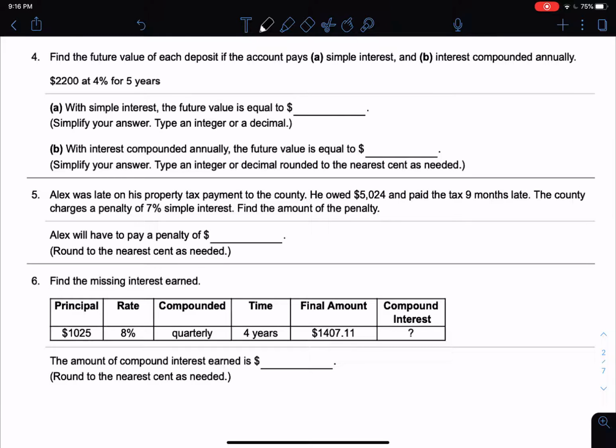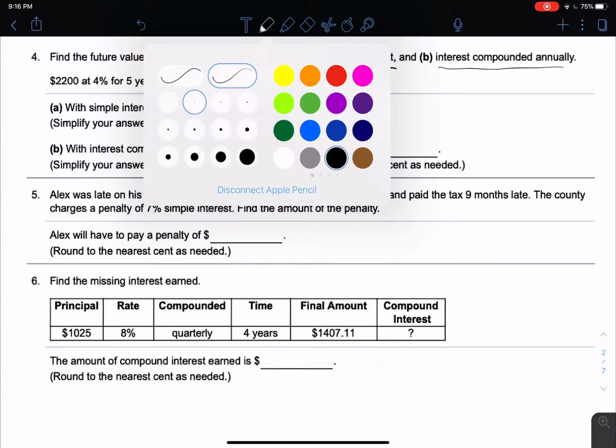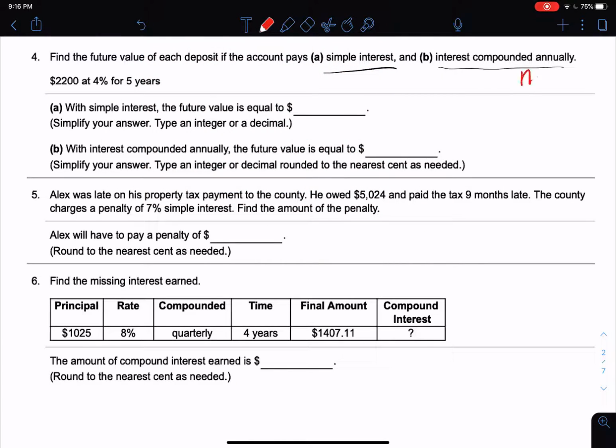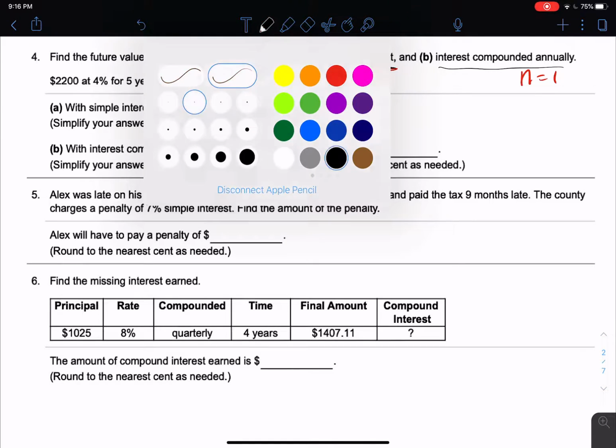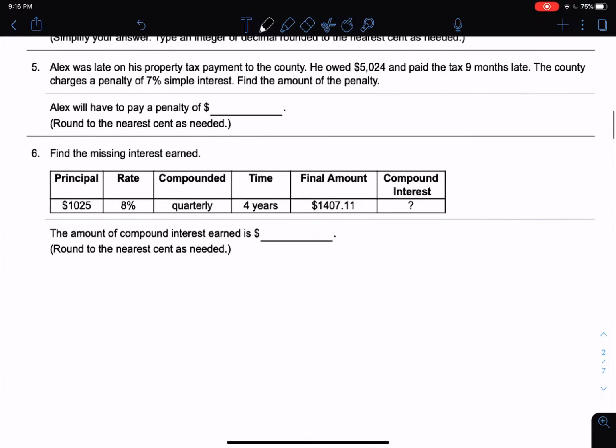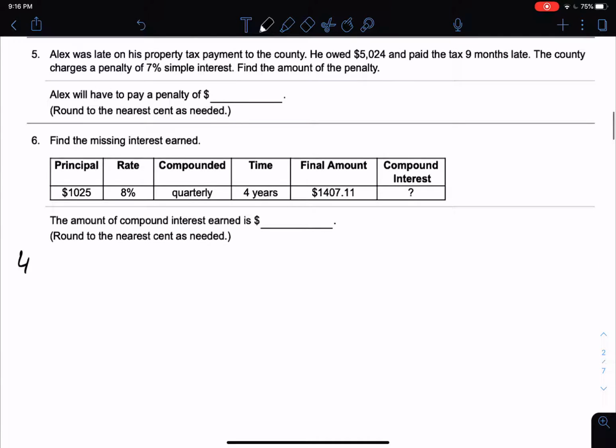So on problem number 4, what do we want to do? We want to find the future value of each deposit if the account pays simple interest, A, and then B, interest compounding annually. Now, something to remember when it's compounding annually is n equals 1, and it kind of makes our formula a little bit easier because you have some 1s in there. But let's start off with simple interest. And let me see if I've got some space to do this down here. This is going to be number 4, part A.